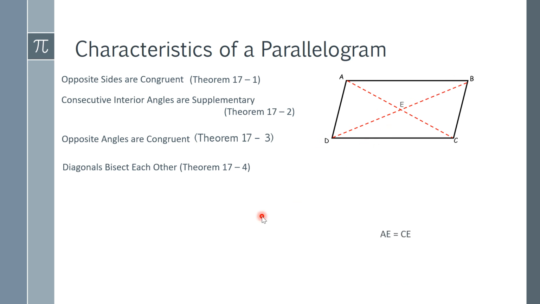It's saying that those sections are congruent to each other. So AE, for example, so from here to here would be the same as from C to E. So those distances are the same, so they bisect each other. And BE right here would be the same as DE. So that is the characteristics of a parallelogram.